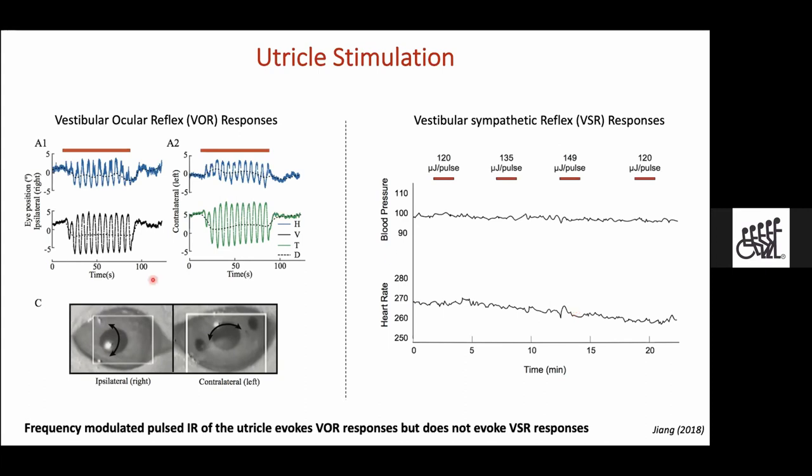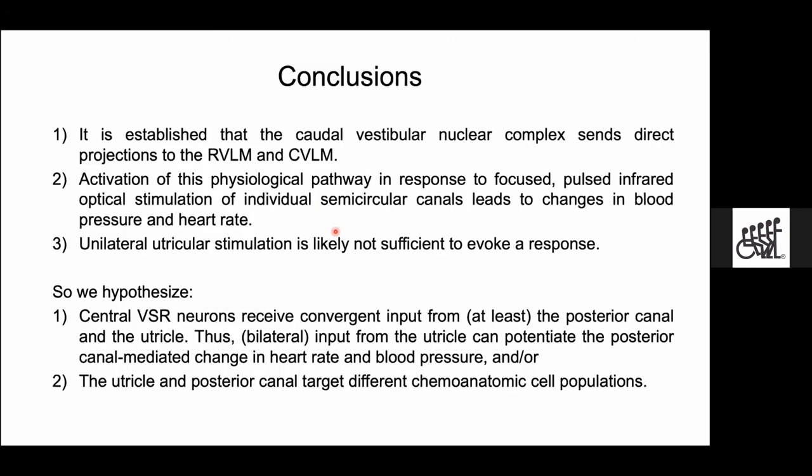And what she found is very characteristic eye movement responses that you would expect from a stimulation of the utricular nerve. But during the infrared stimulation, we saw really no change either in heart rate or the blood pressure, which is very surprising to us. And I'll come back during my conclusion slide to what this may or may not mean. But this has been very surprising and puzzling to us that despite the entire field suggesting that primarily this response is driven by the utricle, it's the semicircular canals that seem to be playing a role.